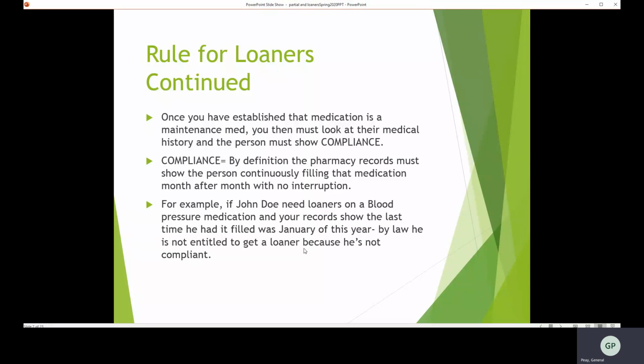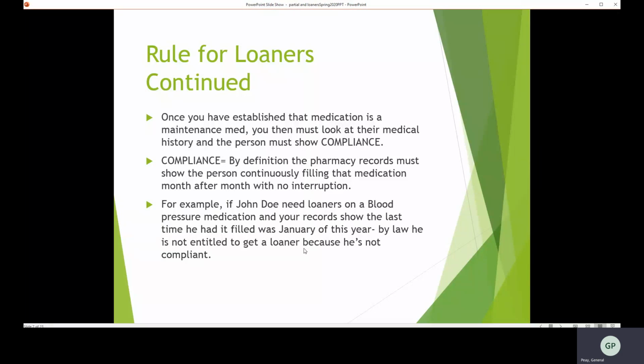So the two things you have to look for: first, maintenance medication. Those are medications designed to be taken every single day to treat a medical condition. Again, if you're not sure if the medication is maintenance, just ask the pharmacist. And then, once you find out that the medication is a maintenance medication, you have to indicate whether the person has been compliant with the medication.